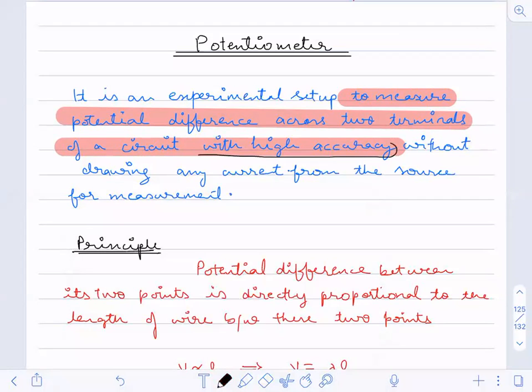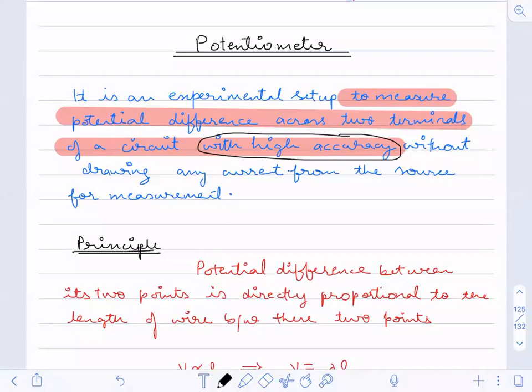With high accuracy. This is the important point. Because the voltmeter also measures the potential difference. Then what is the use of having this potentiometer? Understood? This voltmeter also measures the potential difference only. Potentiometer also measures the potential difference only.